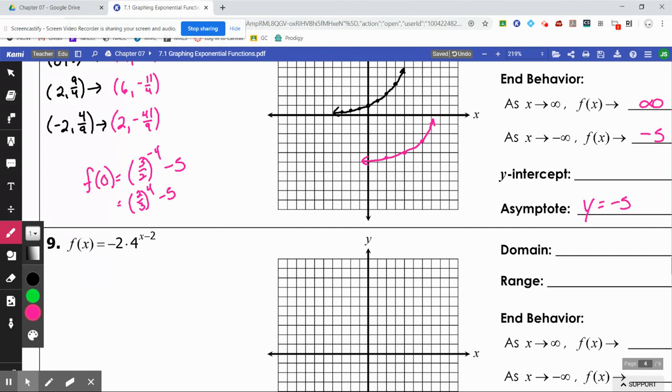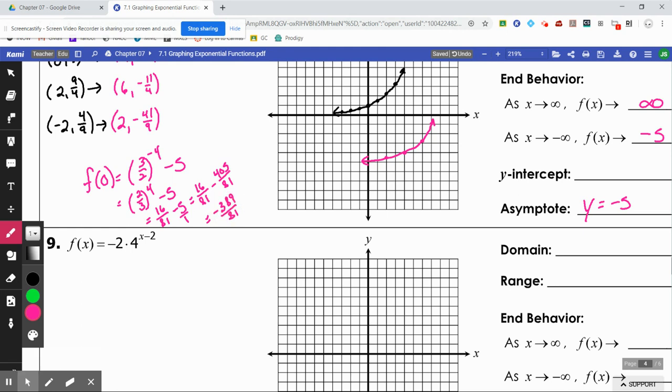To do 2/3 to the 4th, we can actually raise the top and the bottom to the 4th power. That's going to be 16 over 81 minus 5. We can type that into our calculator and give ourselves a decimal answer, or we can find a common denominator. That'd be 16 over 81 minus, multiply top and bottom by 81, would be 405 over 81. 16 minus 405 gives us negative 389 over 81.